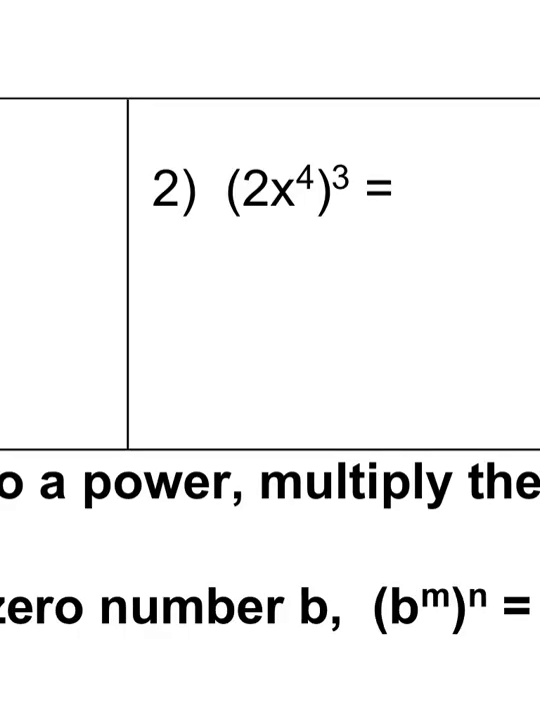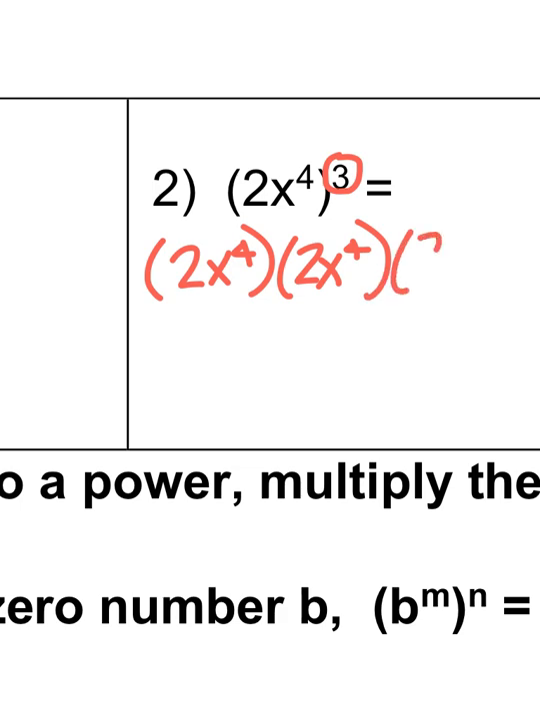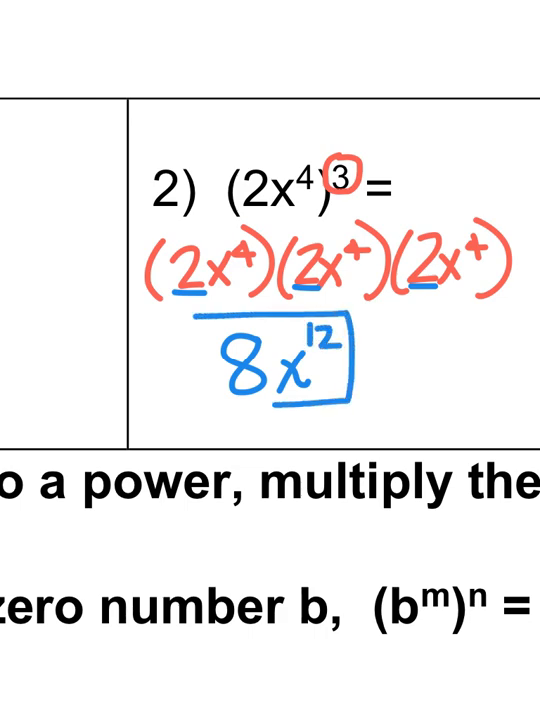On number 2, notice that attached to the parentheses is that exponent. So we will stamp out 2x to the 4th power, and the 3 tells us that we need to stamp it out 3 times. Now that we've done that, we know that we need to multiply the coefficients and add the exponents. So 2 times 2 times 2 is 8. And we add the exponents if the bases are the same, so that would be 8 times x to the 12th power.